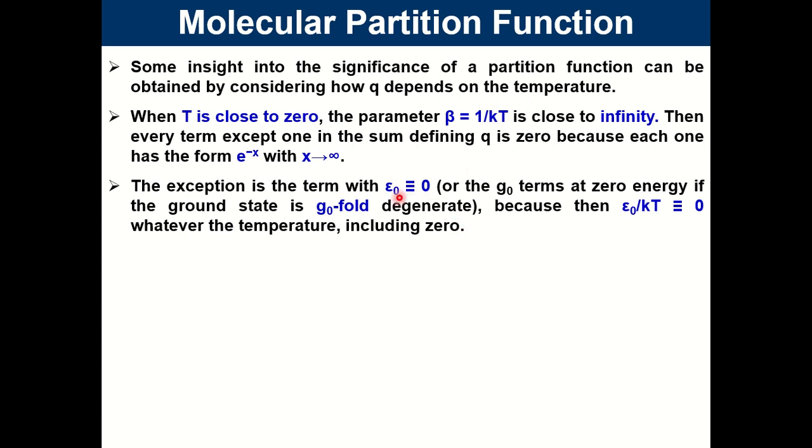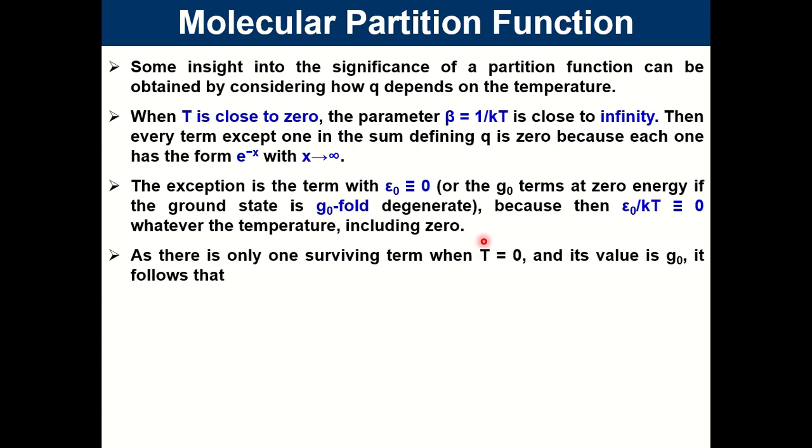So in this E by kT term, we are getting beta multiplied by E naught as the exponential term. In that case, if E naught is 0, this whole term will go to 0. The epsilon term will be 0 at all temperatures. Now consider another case when T is equal to 0.